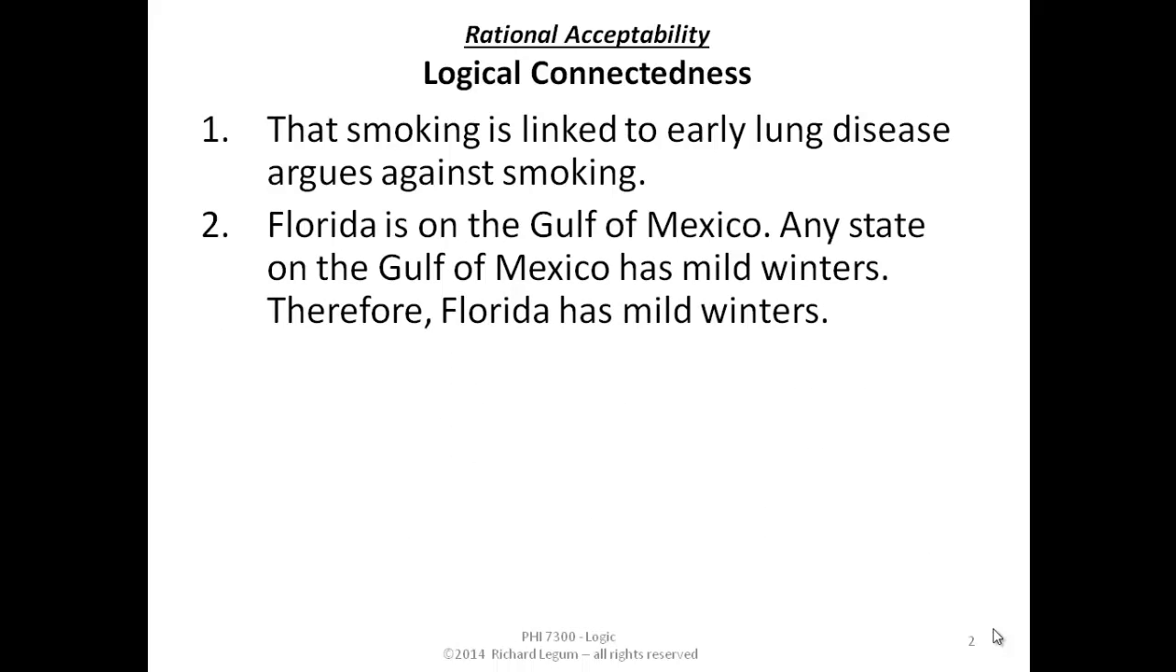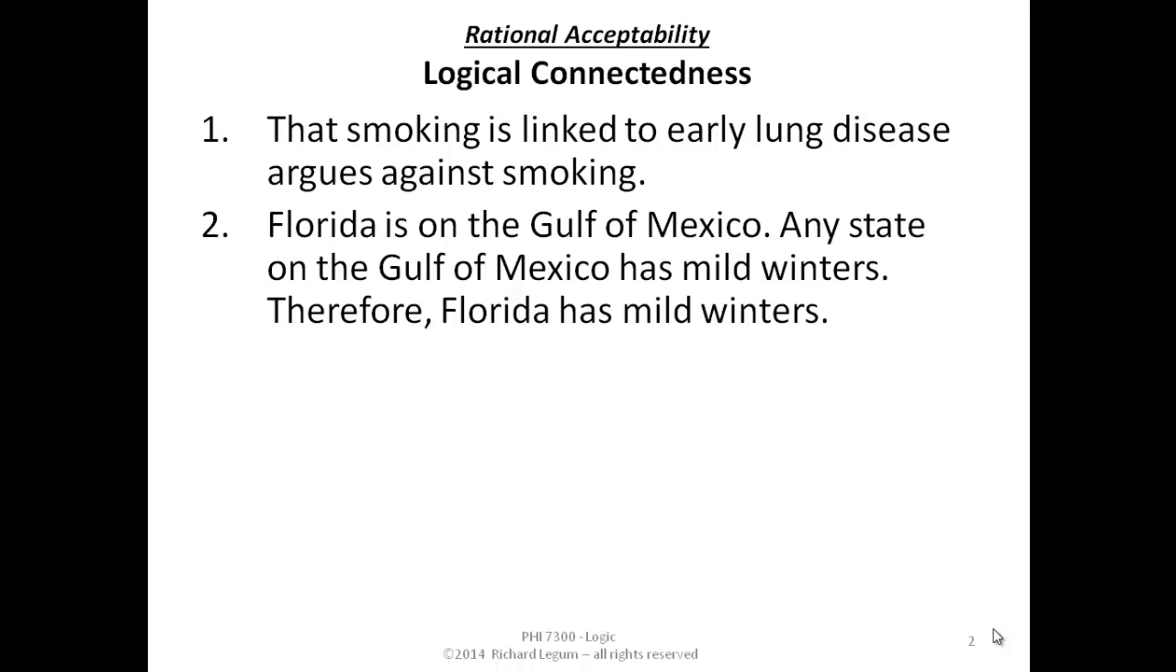Well, let's consider a few examples which will help us get a more refined notion of what logical connectedness is. Think of this example. Florida is on the Gulf of Mexico. Any state on the Gulf of Mexico has mild winters. Therefore, Florida has mild winters. We could go through the exercise of asking you to figure out what the premises are and what the conclusion is, but I think at this point it's kind of obvious.